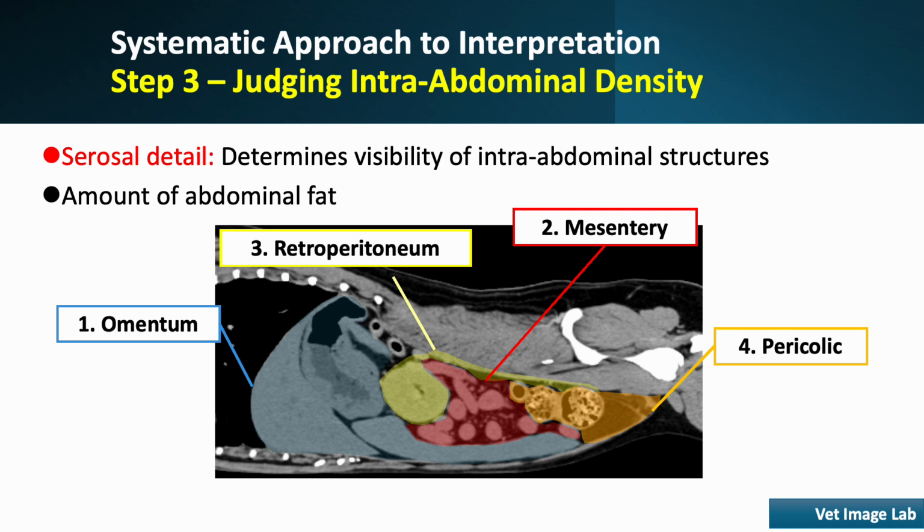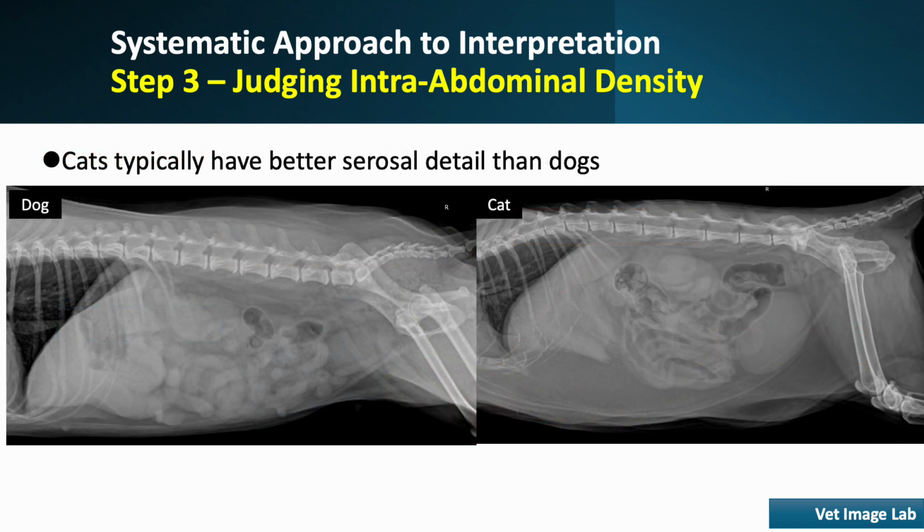Now, look at the image again. Can you see how these fat compartments outline the abdominal organs? Without enough fat, the abdominal organs appear hazy, making it difficult to differentiate structures. Now, here's something interesting. Did you know that cats generally have better serosal detail than dogs? This is an important factor to consider when interpreting abdominal radiographs, because species differences can affect visibility.